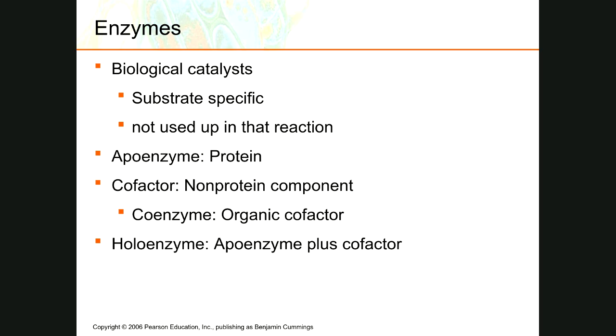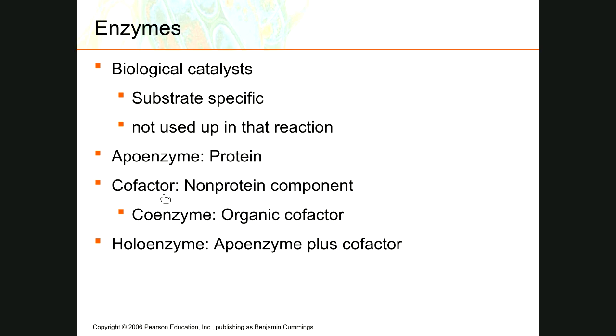Enzymes are made of protein. Many enzymes require cofactors and coenzymes. So when you talk just about the protein portion, we call that the apoenzyme. And the prefix apo means it's missing something. And what it's missing is the cofactor or coenzyme needed to make it whole or complete, the holoenzyme.